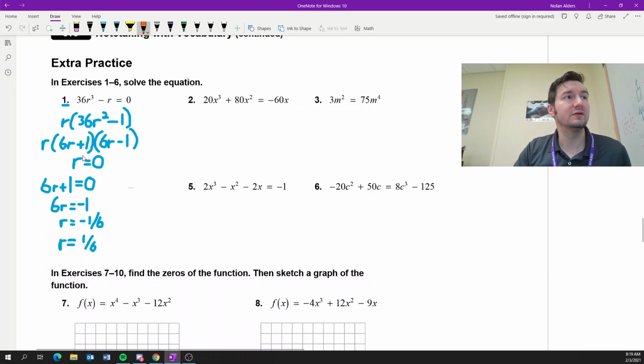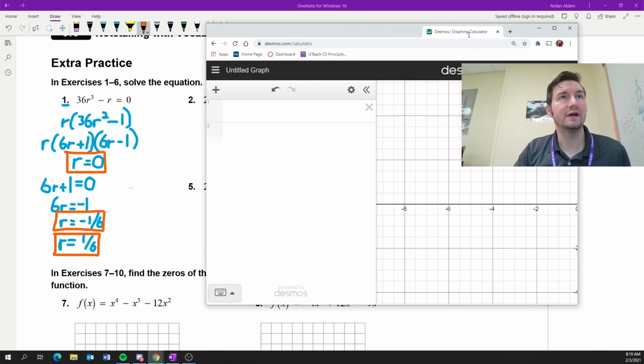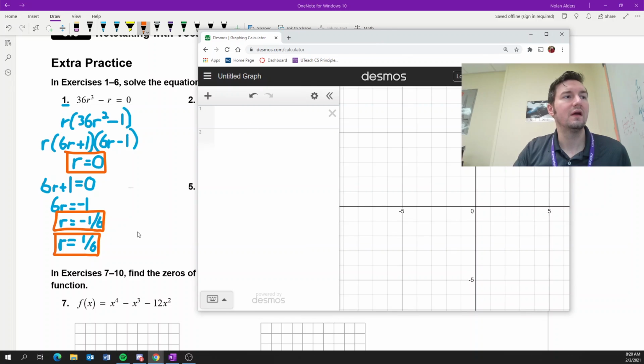So we have solutions at r equals 0, negative 1 over 6, and positive 1 over 6. And we can check these solutions using a graphing calculator. So if we bring up Desmos and type in our equation, so 36r cubed, and actually Desmos doesn't like r, so we'll use x's.